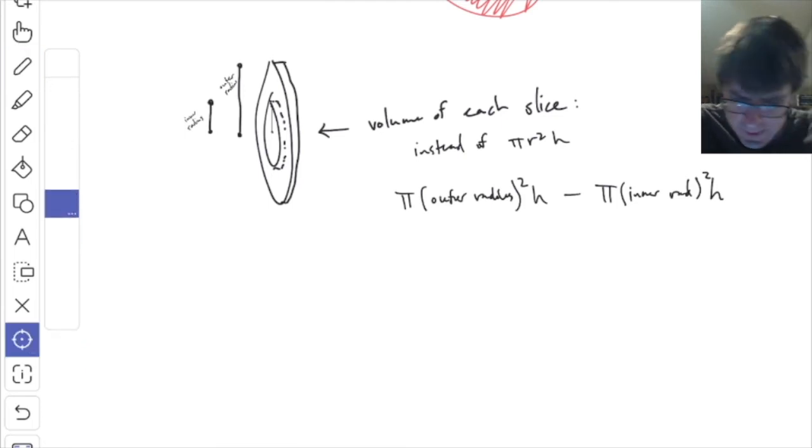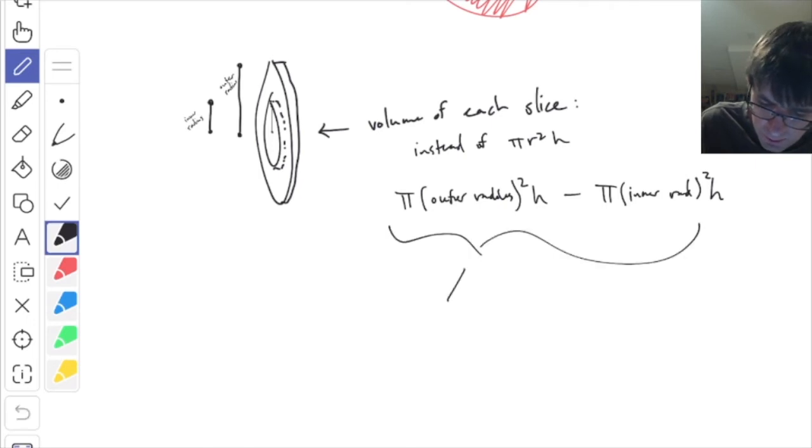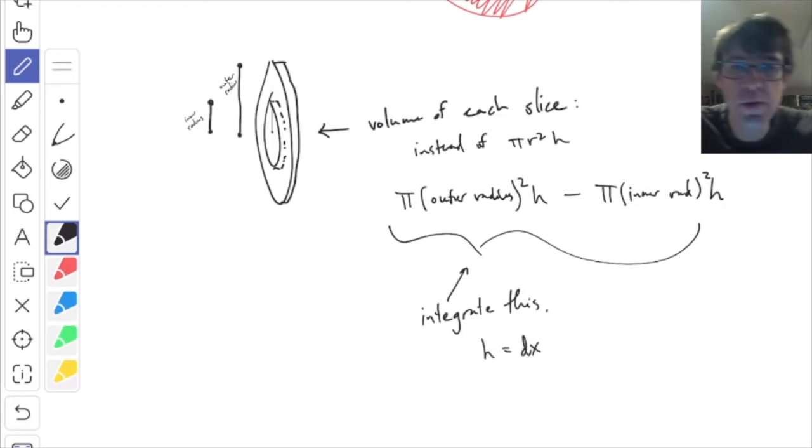I think it's not so hard to see why. This represents the volume of the whole disc-like shape without the hole drilled through the middle. Then you have to subtract out the volume of the hole itself, the part which is being removed. This is what goes inside the integral sign, so you integrate this. H becomes dx when you do the integral.